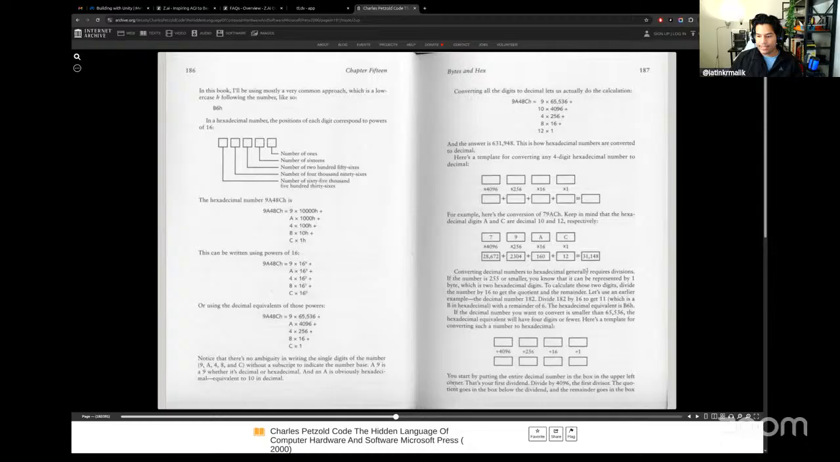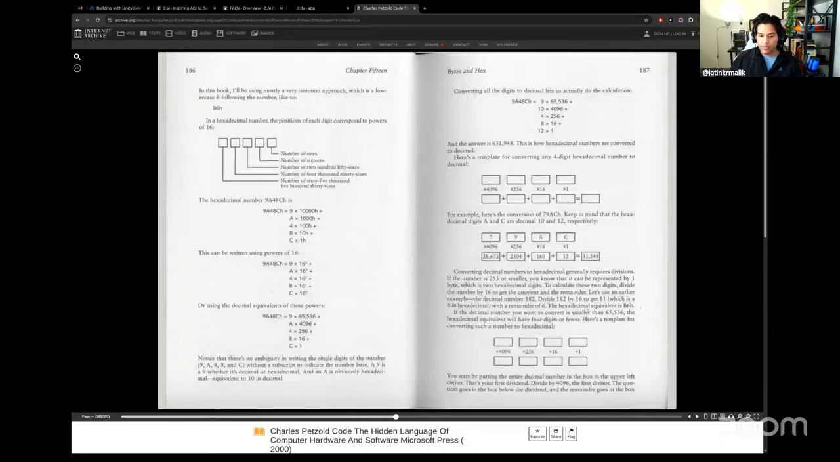Converting decimal numbers to hexadecimal generally requires divisions. If the number is 255 or smaller, it can be represented by 1 byte, which is 2 hexadecimal digits: 1 byte, 8 bits, 4 bits each. To calculate these two, divide the number by 16 to get the quotient and the remainder. As in the earlier example where we were converting a decimal number to binary, if we try to convert 182 into hexa, when we do 182 by 16, we get 11, which is B in hexadecimal, and a remainder of 6, so the hexadecimal equivalent is B6h.